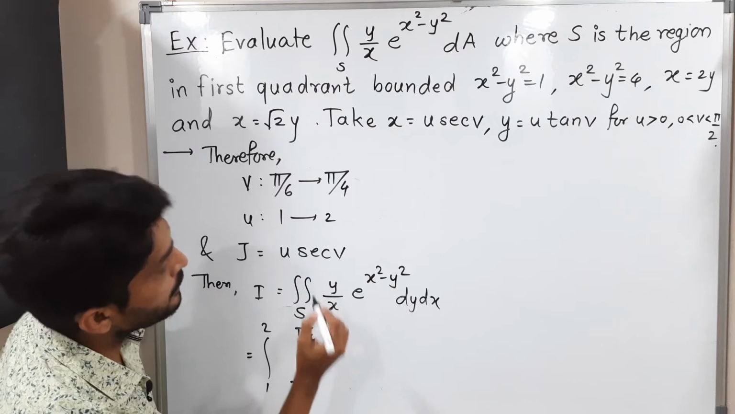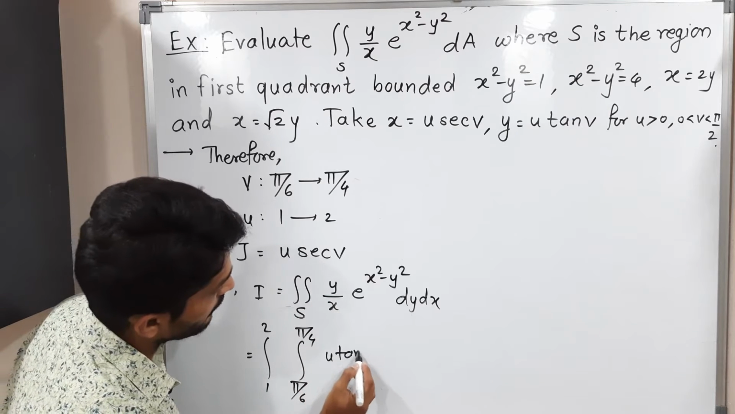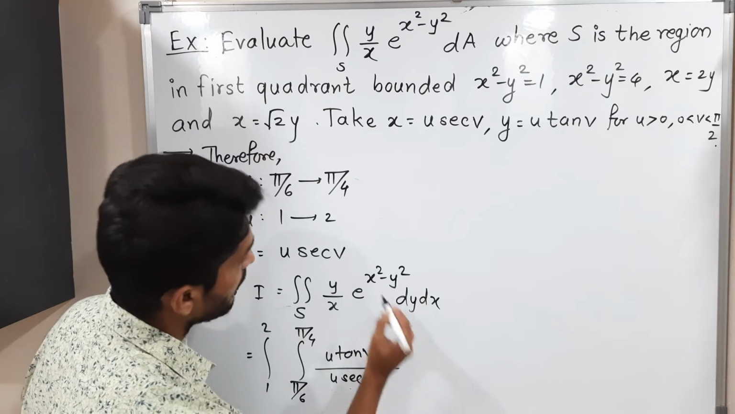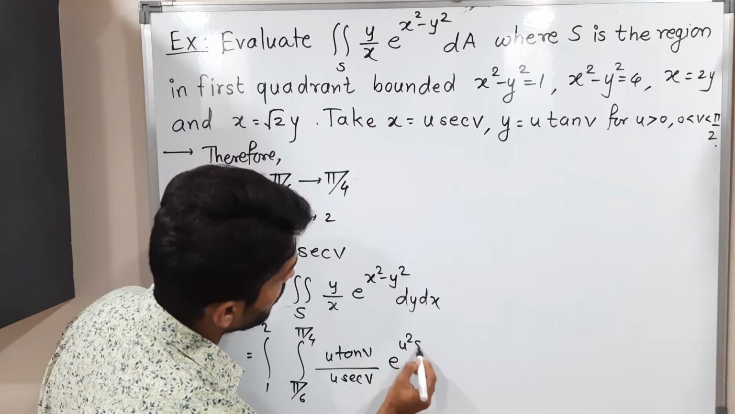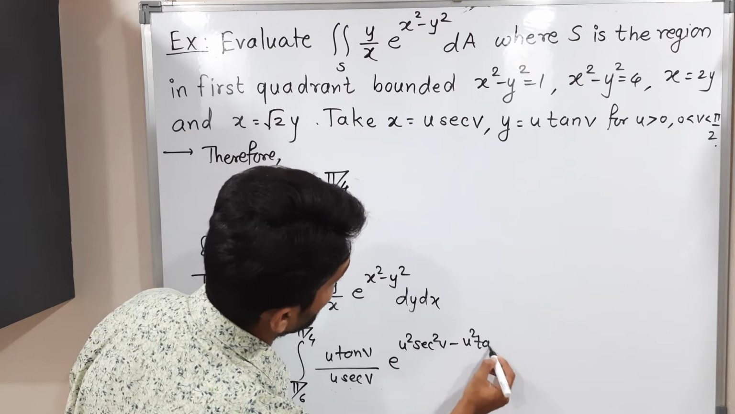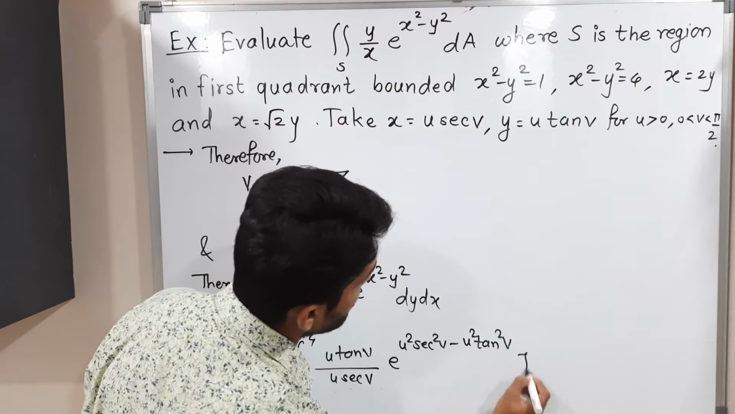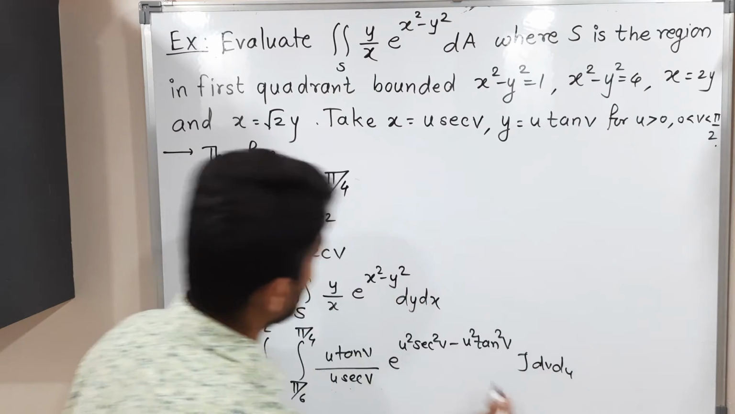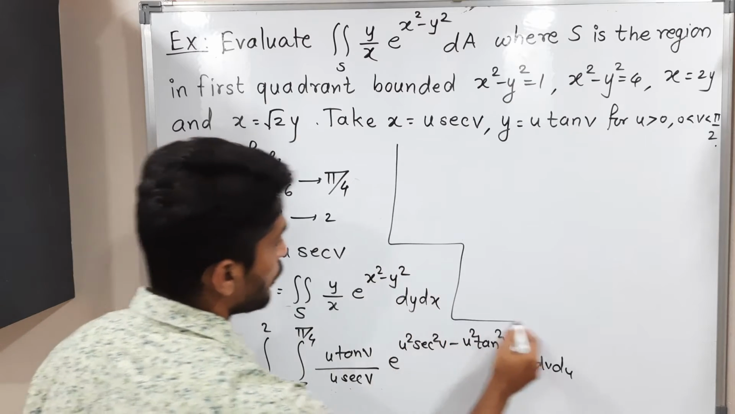Okay. Y, what is value of y? It is u tan v. What is value of x? It is u sec v. E raised to x means u square sec square v, and y means u square tan square v. Obviously we have to write Jacobian, and then we will write dv du. Okay, we have some space to solve this problem here.